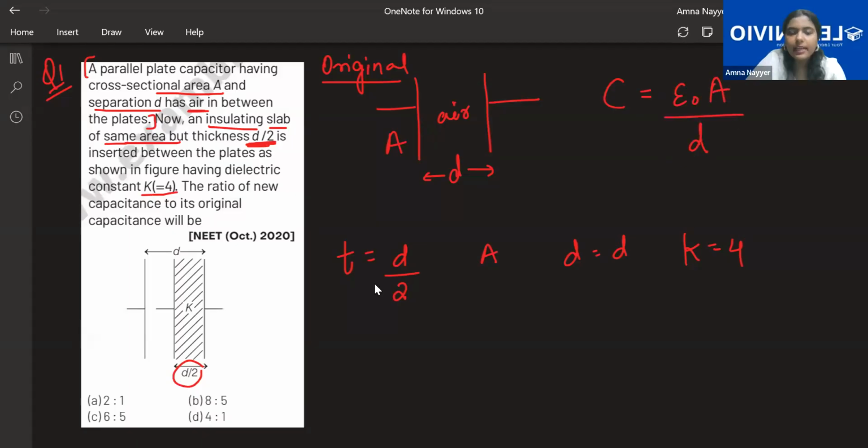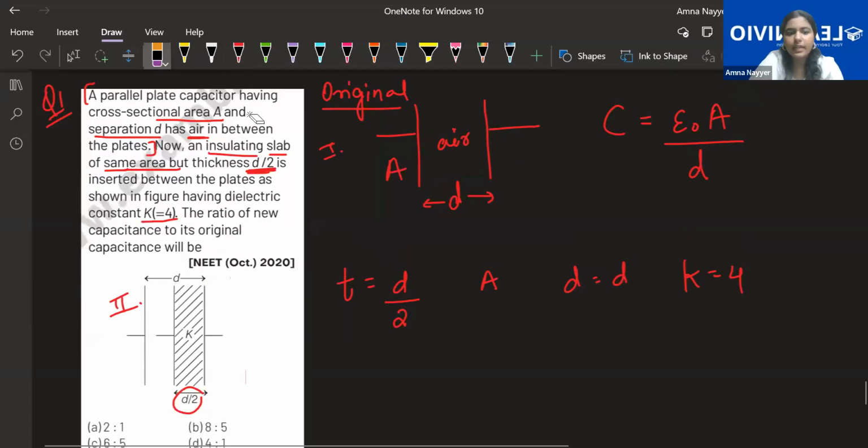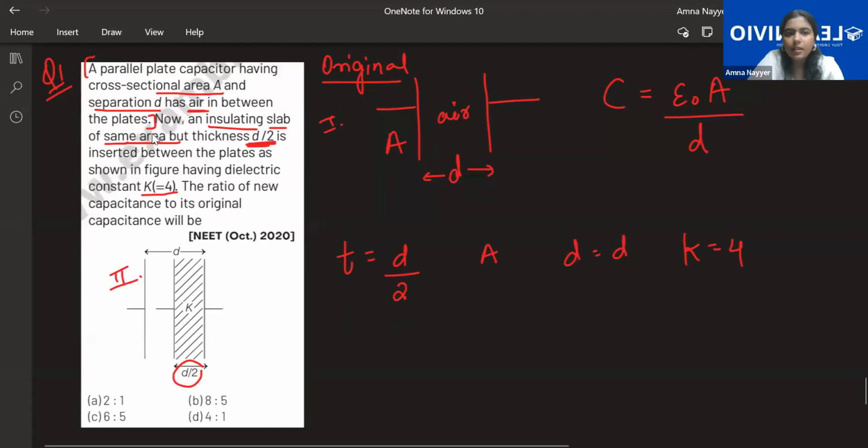Perfect. Now this is the second case which has been inserted, and this is the first case. It says an insulating slab of the same area, meaning the area of the plate. We always take the plate like this, but since we just draw a straight line, it's the same area. T is given as D by 2 this time, inserted between the plates as shown in the figure, and the dielectric constant whose value is 4 is also given.